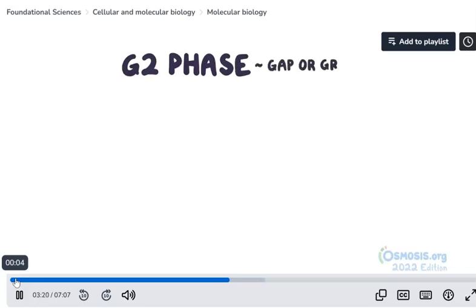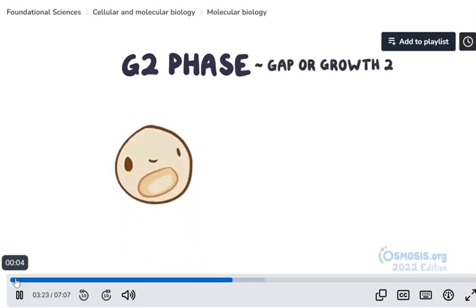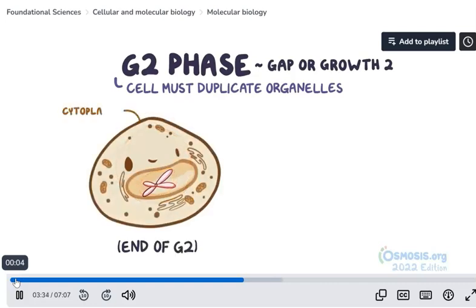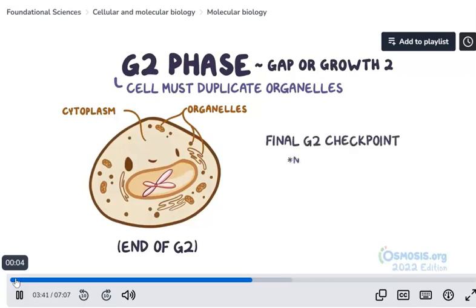G2 stands for gap, or growth 2. Even after synthesizing copies of the DNA, the cell still has to duplicate organelles so that there are enough for both daughter cells. In fact, by the end of G2, the cell looks like a big balloon of cytoplasm and organelles, just waiting to split. Before it can do that, though, it has to first pass the final G2 checkpoint. And if there's no DNA damage after replication, the cell can enter mitosis.